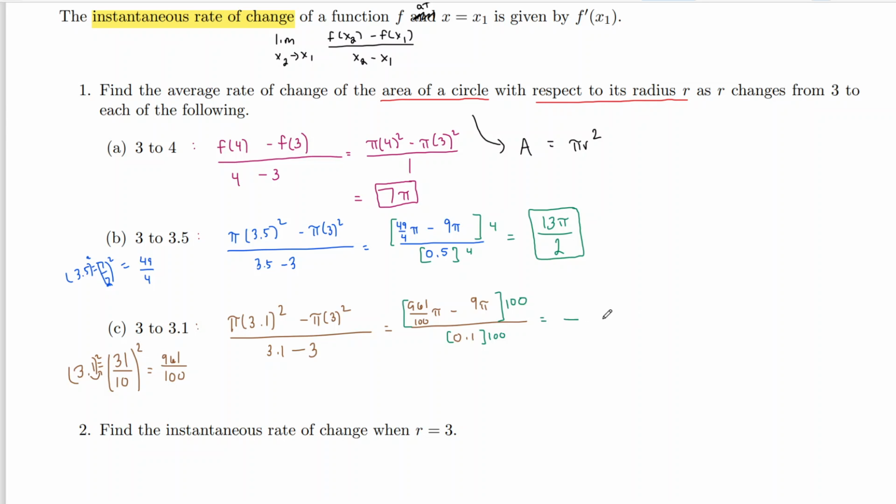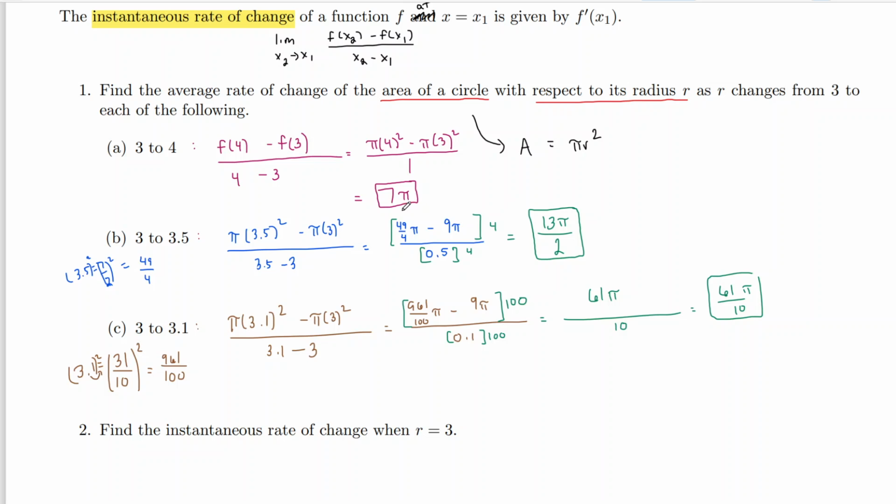And when we do that, 0.1 times 100 is 10. And then when we multiply here, we got 961, the 100 goes away, minus 900, and that would be 61 pi. So this would be 961 pi minus 900 pi, which is 61 pi. And actually that's already simplified. So I'm going to go ahead and kind of write it a little neater.